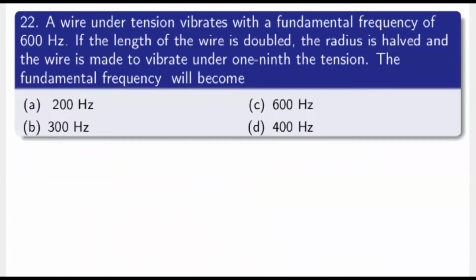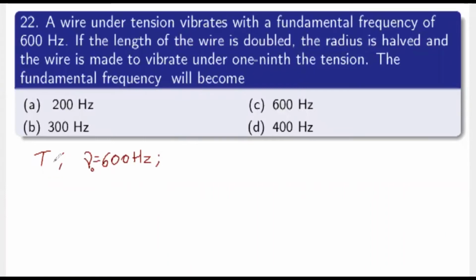Next question. A wire under tension vibrates with a fundamental frequency of 600 Hz. If the length of the wire is doubled, the radius is halved, and the wire is made to vibrate under 1/9 the tension, the fundamental frequency will become? So initially, it's given that the wire is under a tension. Let us assume the tension is T. This is the initial tension. And the fundamental frequency, say nu naught, equals 600 Hertz.